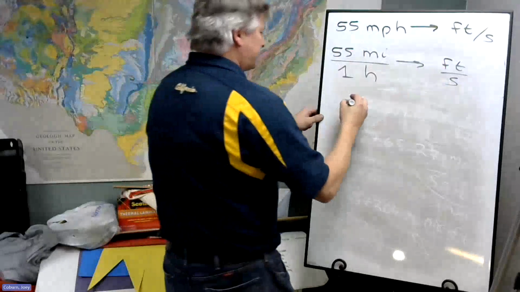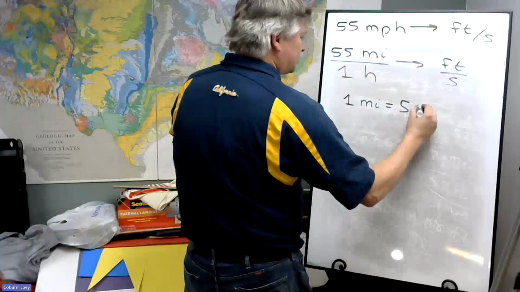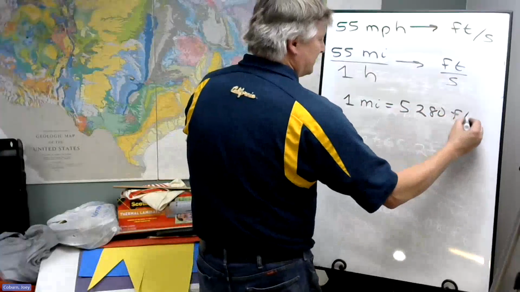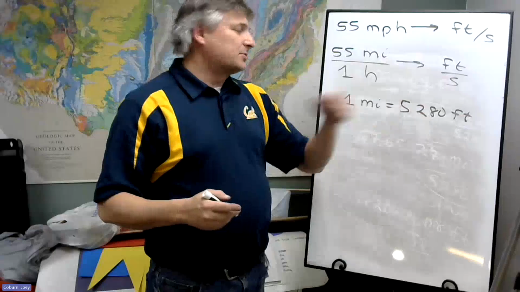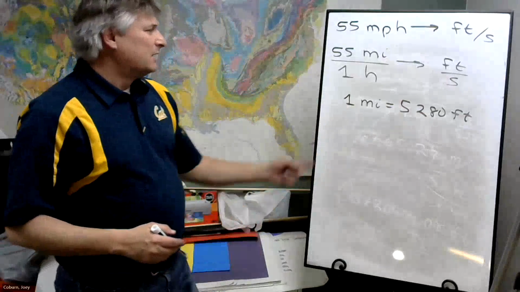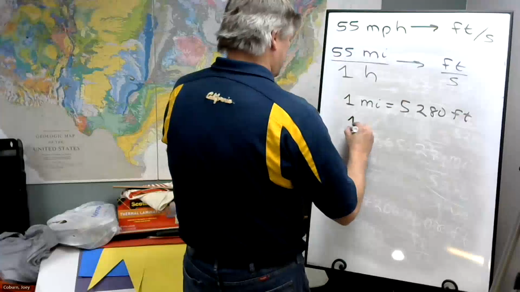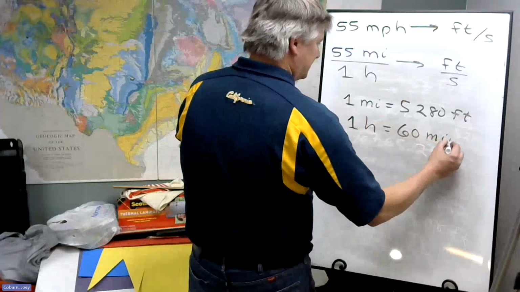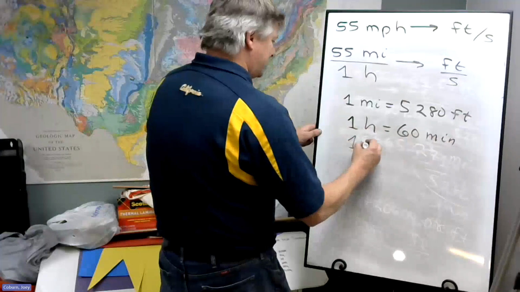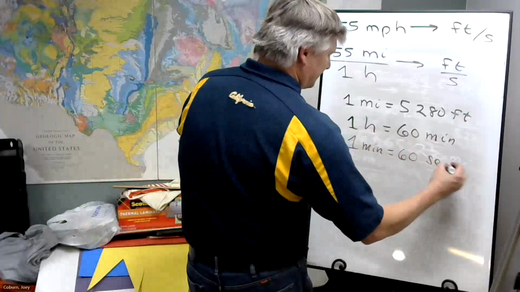So first off, miles have this relationship with feet. There's a direct relationship. 1 mile is 5,280 feet. Now, hours and seconds are a little tricky. 1 hour is 60 minutes. And then 1 minute is 60 seconds.